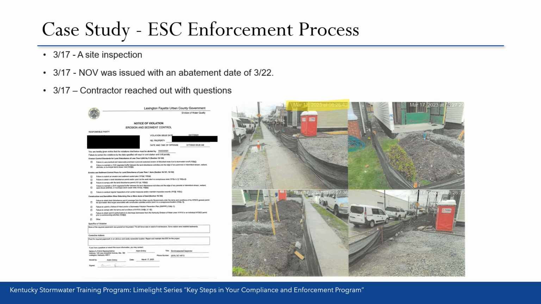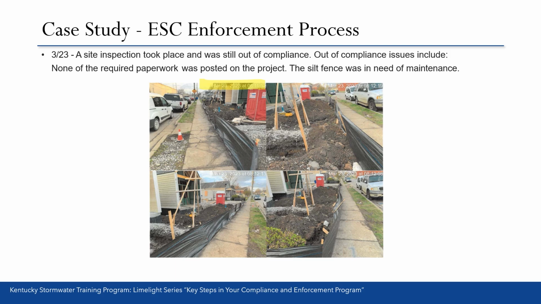Then the contractor reached out that same day, because he emailed and mailed that notice of violation to the contractor, with some questions. However, when the inspector went back out on March 23rd, the site was still out of compliance and actually worse. So at this point, the inspector had decided that they have done enough notices, enough work with the contractor, that it needed to continue the escalating enforcement process and go up to a civil citation and penalty process.